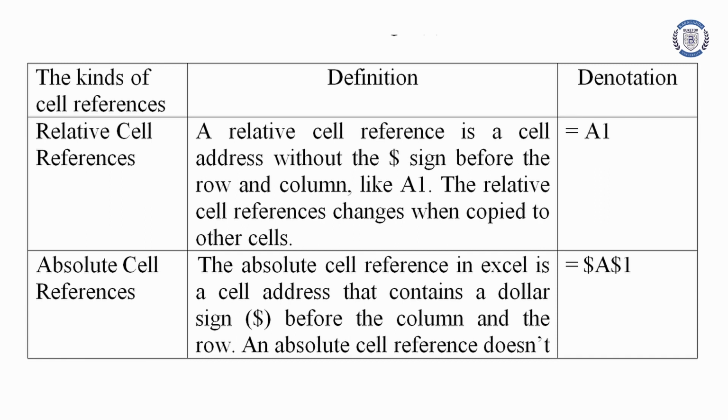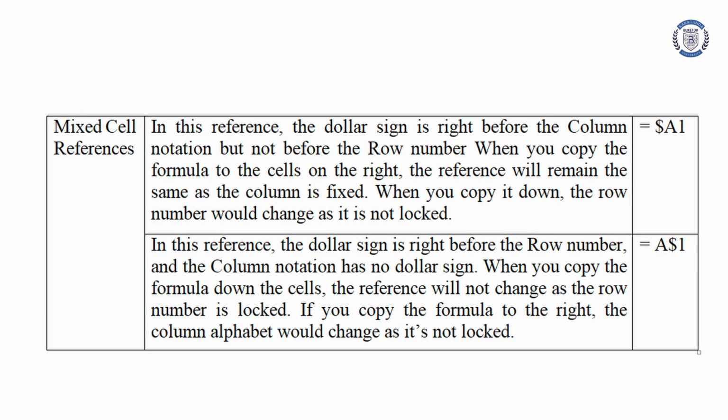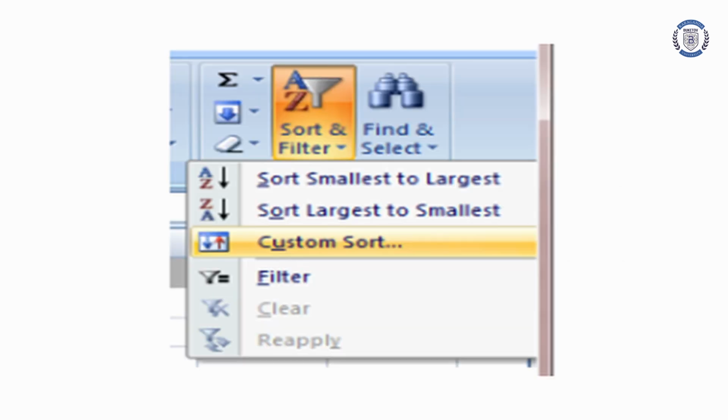When the formula is copied to other cells, these cell references do not change. A mixed cell reference has one dollar sign before the letter or before the number. You can sort by alphabetical order, reverse alphabetical order, or least to greatest number.